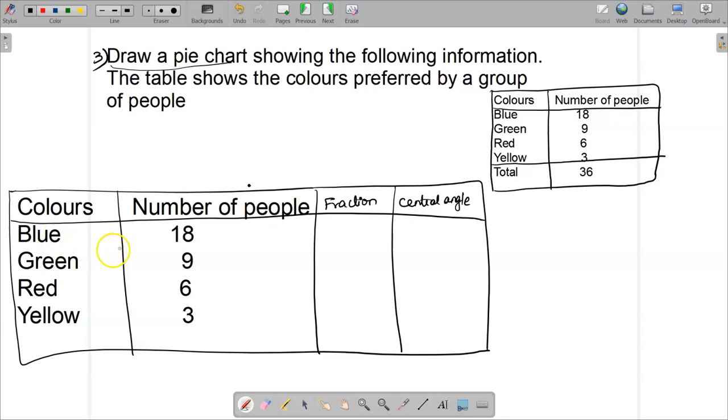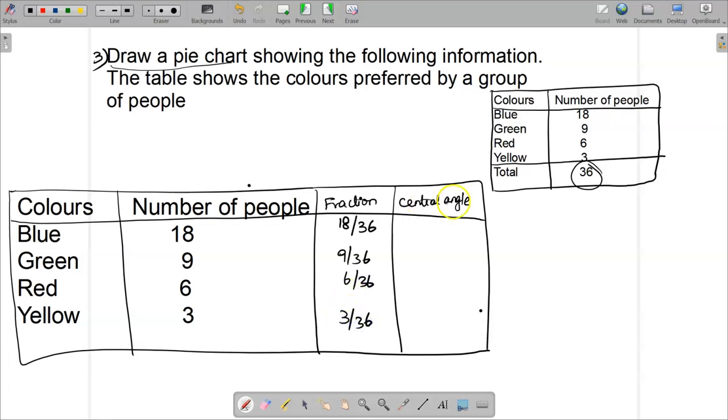For the first color, blue, the number of people who liked it is 18. So the fraction is calculated by 18 divided by the total number of people, which is 36. So 18 by 36. Out of 36 people, 18 people prefer the color blue. Similarly, write for other colors also. For green, it is 9 by 36. For red, it is 6 by 36. For yellow, it is 3 by 36.